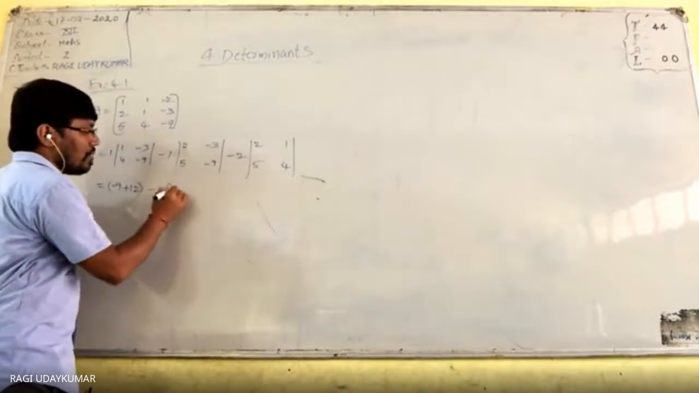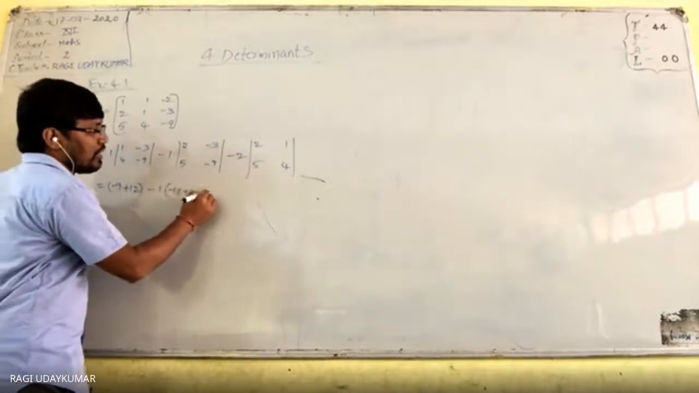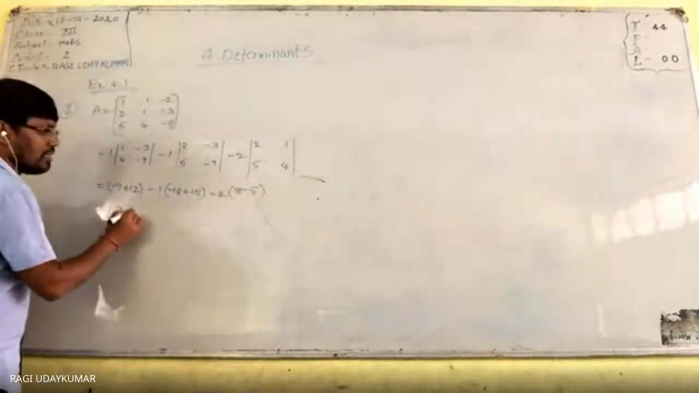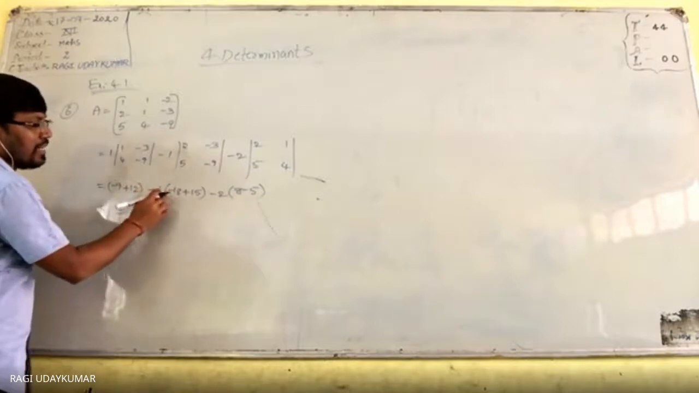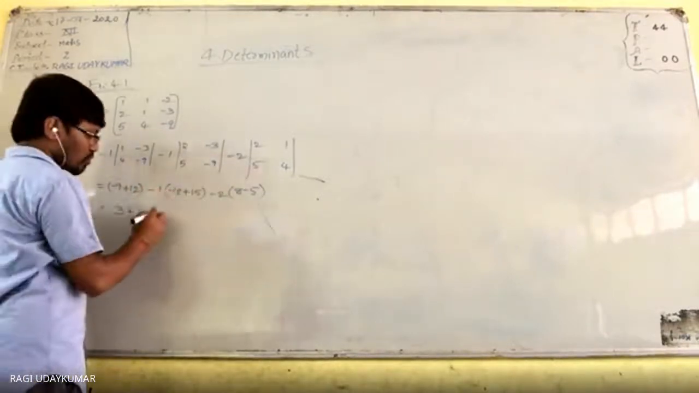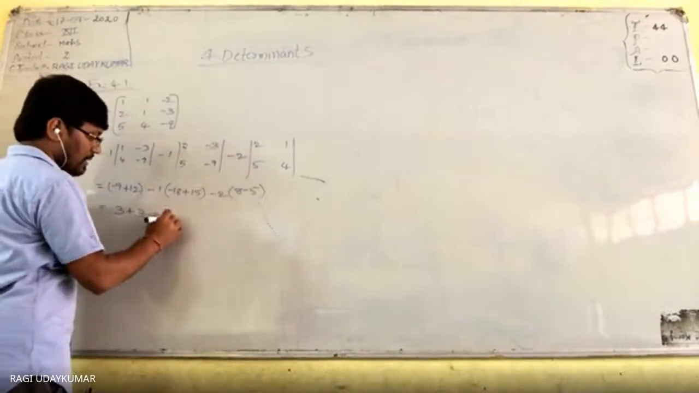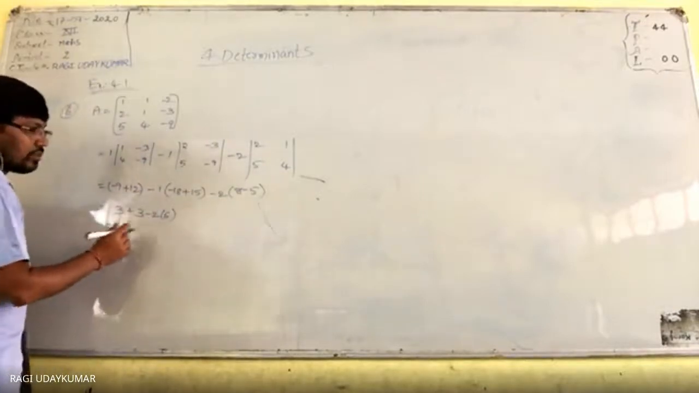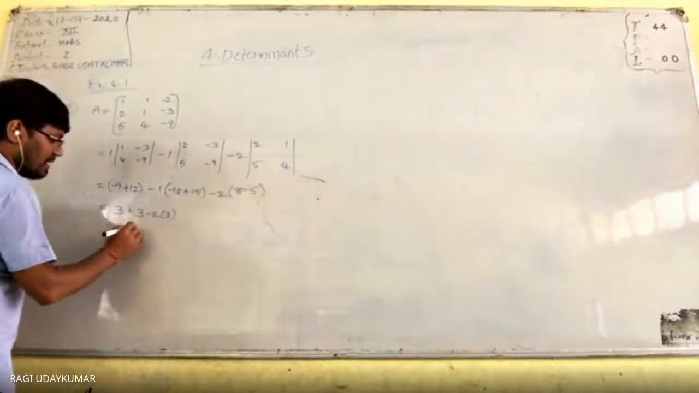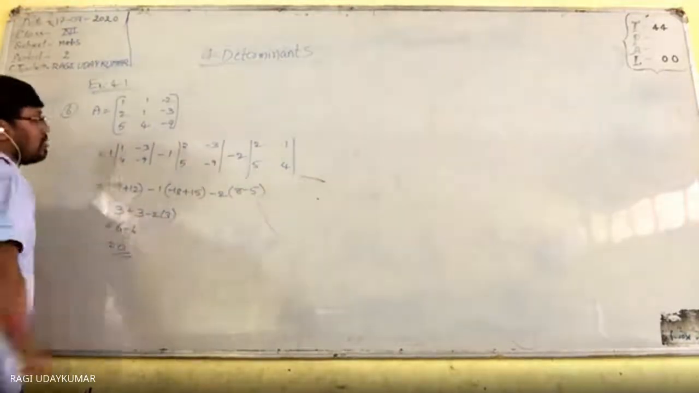1 into minus 18 plus 15 you will get minus 2 into 8 minus 5. So which is equals to 3 minus 1 into minus 3. So plus 3 minus 2 into 3. 6, sorry, 3. 5 minus 8 minus 5 is 3. So 6 minus 6, which is equals to 0, the determinant.